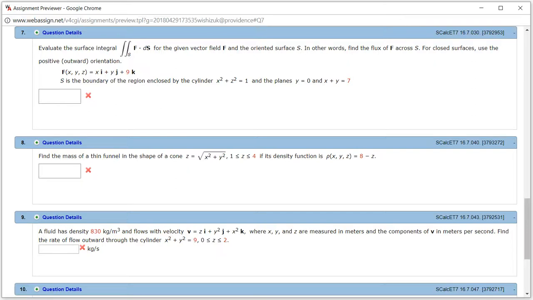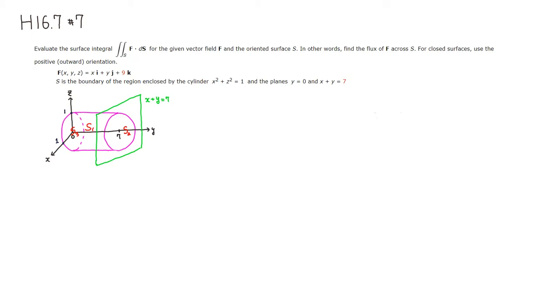Alright, let's look at homework 16.7, problem number 7. Let's evaluate this surface integral here. I already drew the solid here, and S is the surface of this solid.